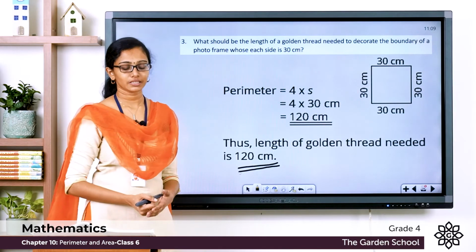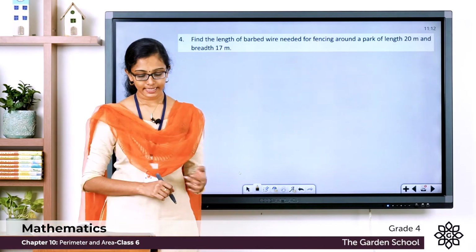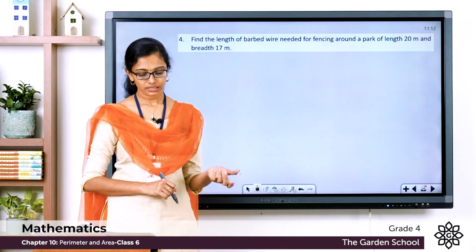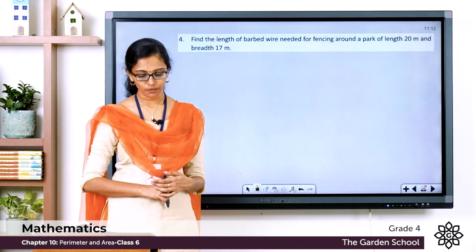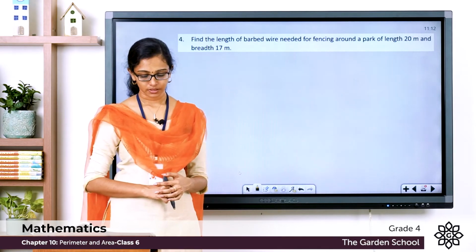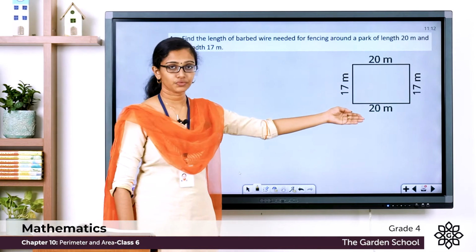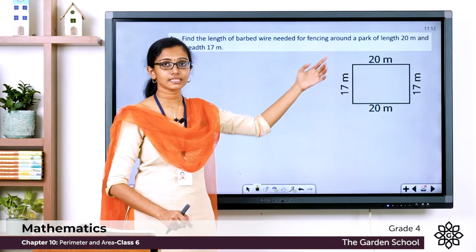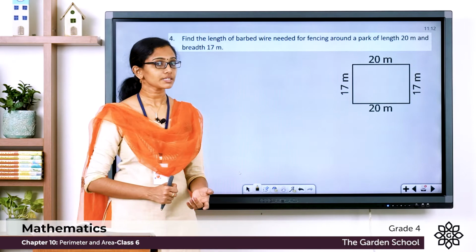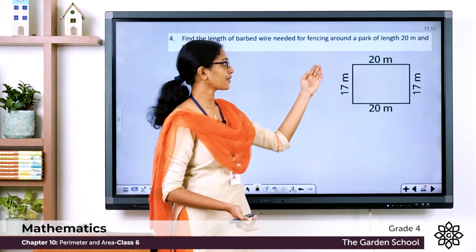So, I hope you are clear with this. Let's move on to the next question. Question number 4. Find the length of barbed wire needed for fencing around a park of length 20 meter and breadth 17 meter. So, what is given in the question? There is a park. It has got a length of 20 meter and the breadth is 17 meter. You are asked to find out the length of barbed wire needed for fencing around the park.